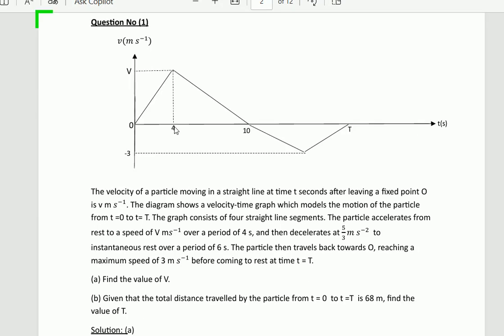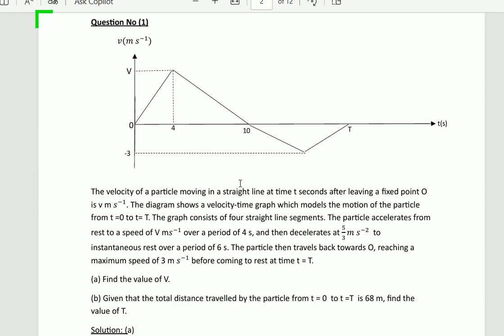Question number 1: the velocity of a particle moving in a straight line at time t seconds after leaving a fixed point O is v meters per second. The diagram shows the velocity-time graph which models the motion of the particle from t equal to 0 to t equal to t. The graph consists of 4 straight line segments. The particle accelerates from rest to a speed of v meters per second over a period of 4 seconds.